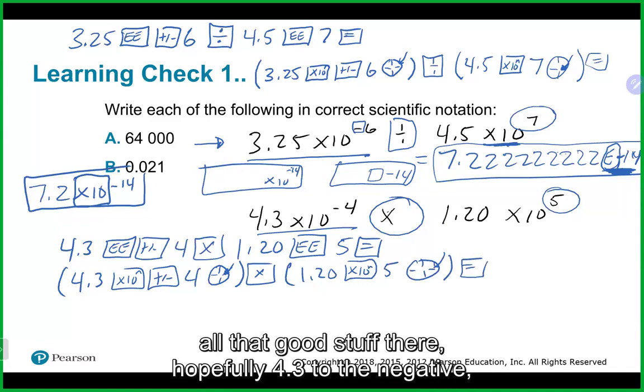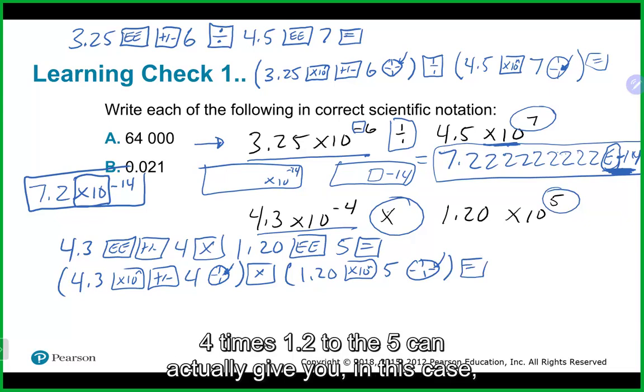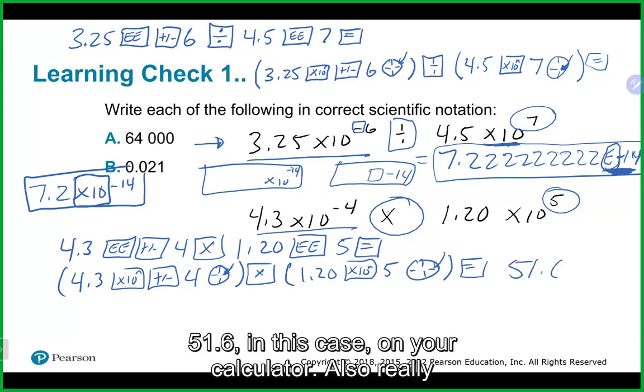You do all that good stuff there. Hopefully 4.3 to the negative 4 times 1.2 to the 5 is going to actually give you, in this case, 51.6 in this case on your calculator.